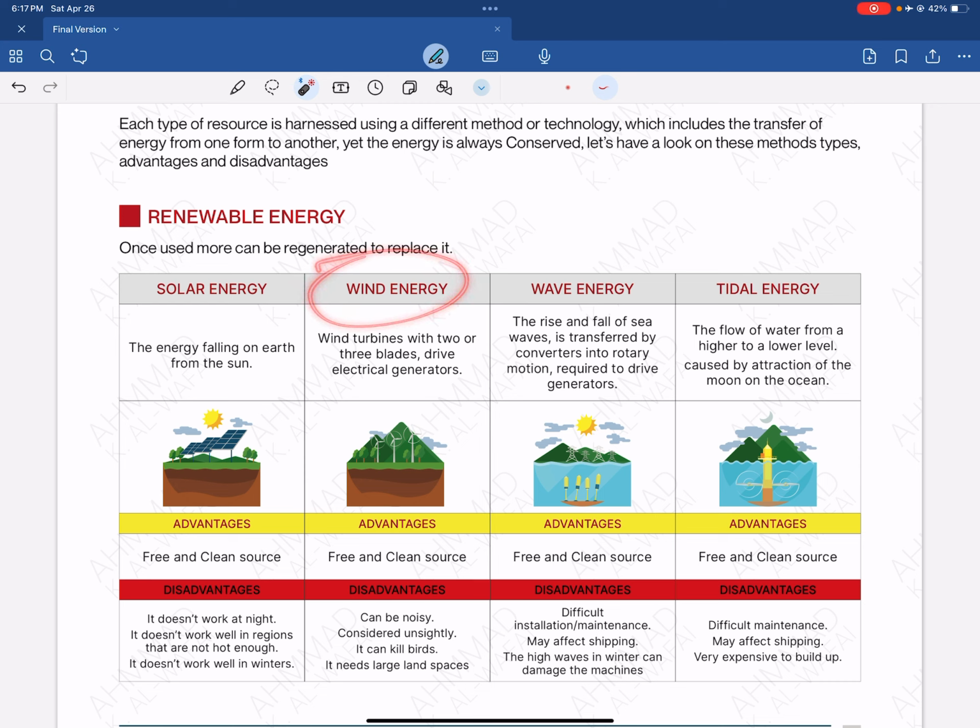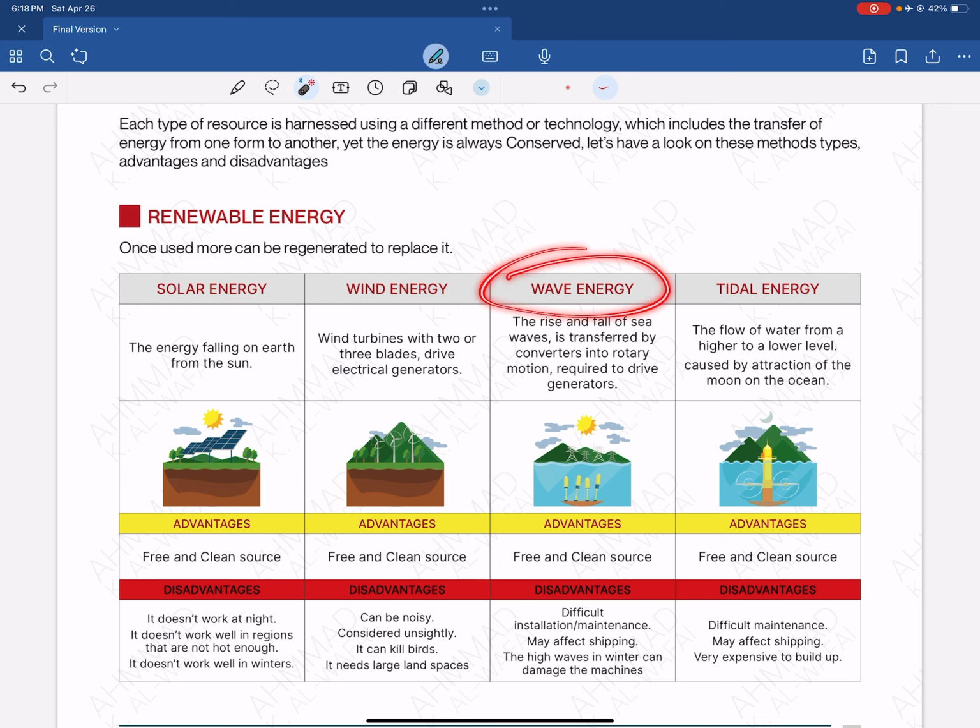Wind energy, which you can harness using windmills. So it's also a free and clean resource, but it can be noisy, considered unsightly, kill birds, needs large land spaces, basically limited to windy areas.